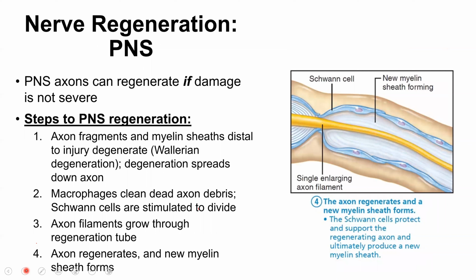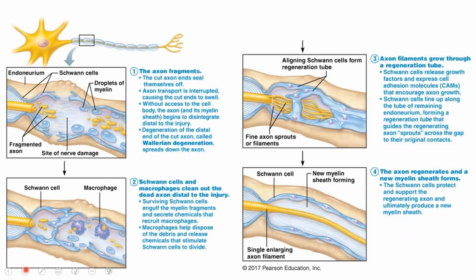And then fourth and finally, the axon is going to be regenerated and a new myelin sheath is going to be formed by the new Schwann cells that have just divided. So here's just a big picture of all the 4 steps that I just talked about. And that summarizes section 1. So I will be back for section 2 very shortly. In section 2, we're going to talk about the cranial nerves. And so stay tuned for that.